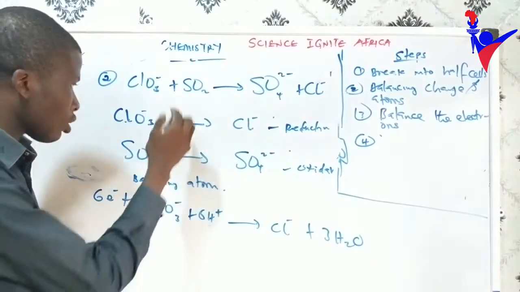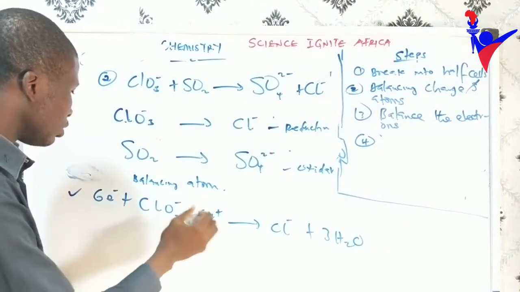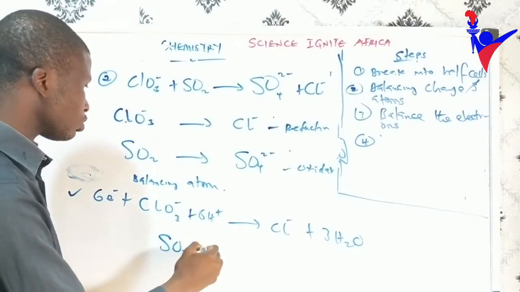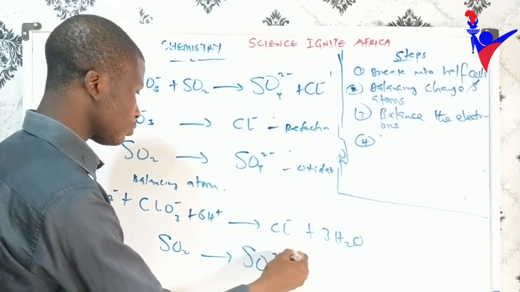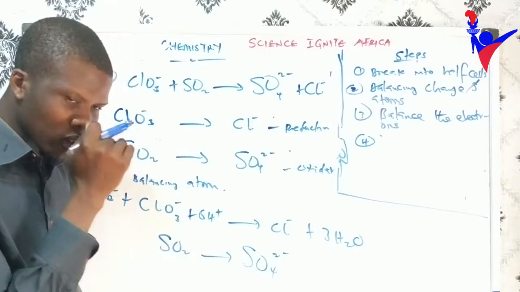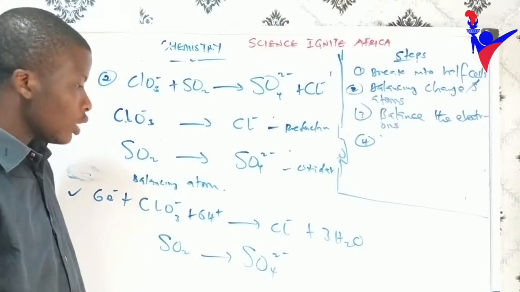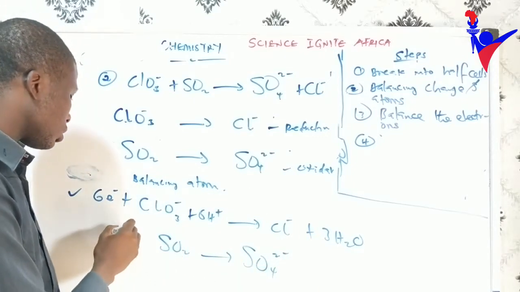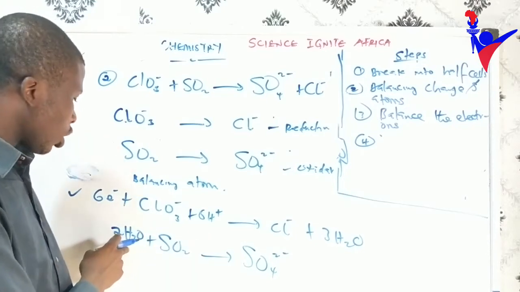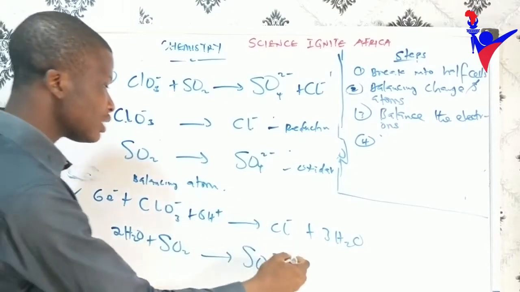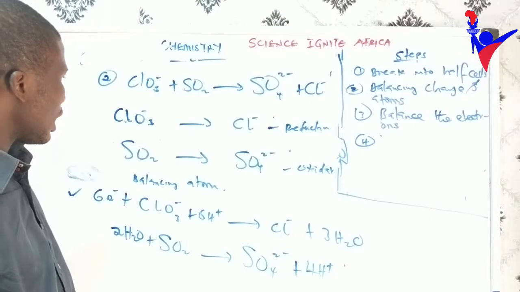Now let's look at the second half cell. This is the first half cell. The second half cell is SO2, sulfur 4 oxide, giving our sulfate ion. Now you realize that one side has more oxygen than the other. This side is greater than this by how many atoms of oxygen? 2. Then you add 2 water to this side. Now, how do you balance the hydrogen? Because you have added 4 hydrogen atoms here, you balance it with 4 H+ ions. I believe we are together.